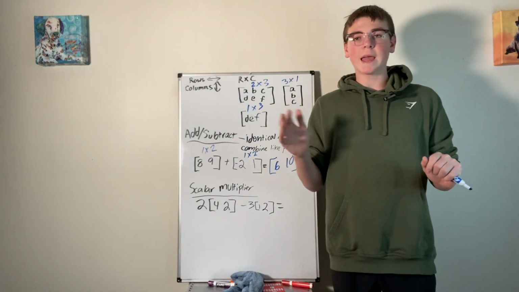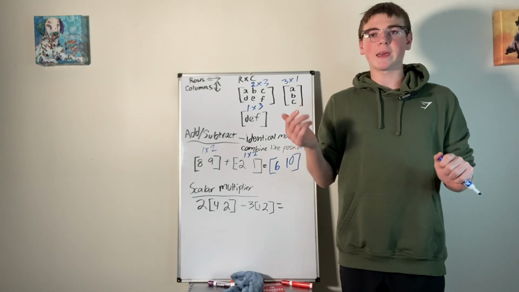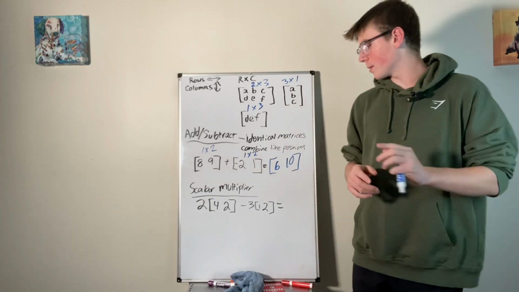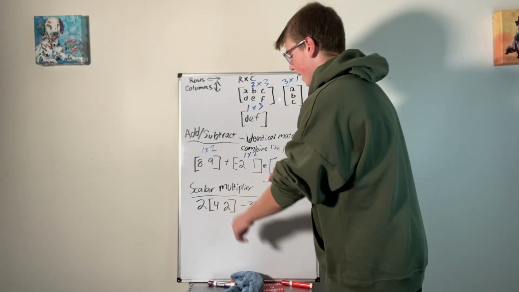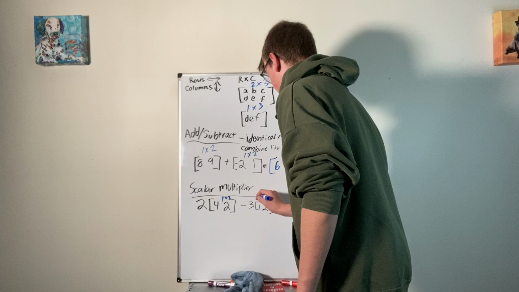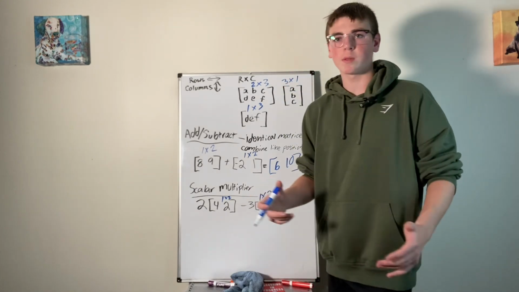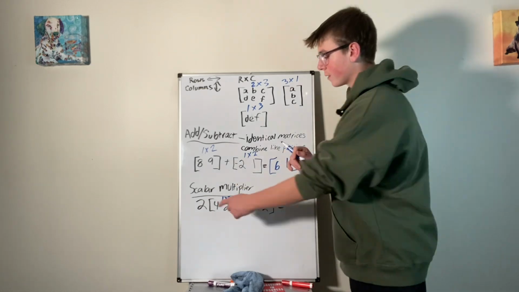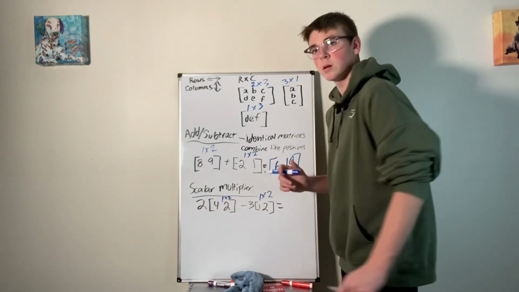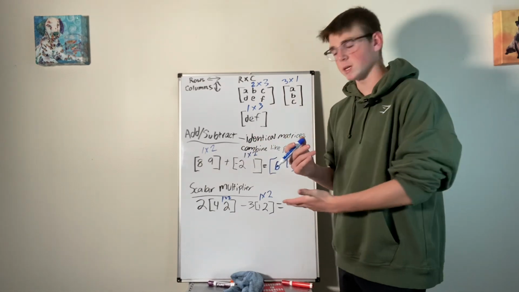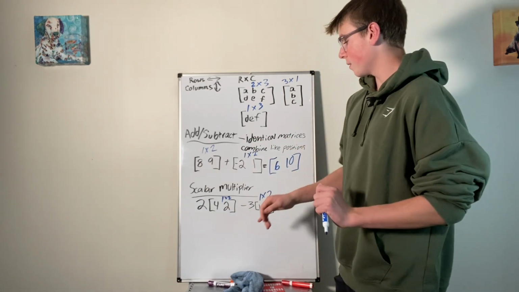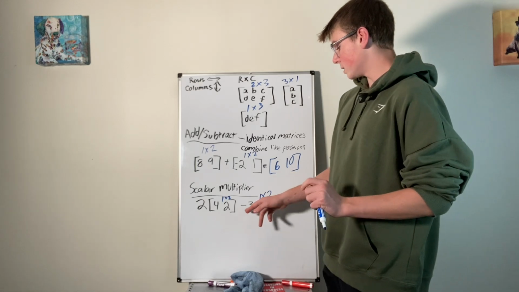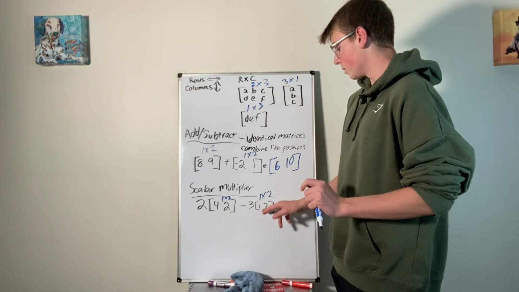Then there's something called scalar multiplication. You can multiply any matrix by any number. Again, we're using a 1 by 2 and a 1 by 2, but this can be done with a 3 by 3 or larger. All you need to do is multiply every number in the matrix by the scalar and then do whatever operation it says. So here we have the scalar 2 for the matrix 4, 2, and then the scalar negative 3 for 1, 2.